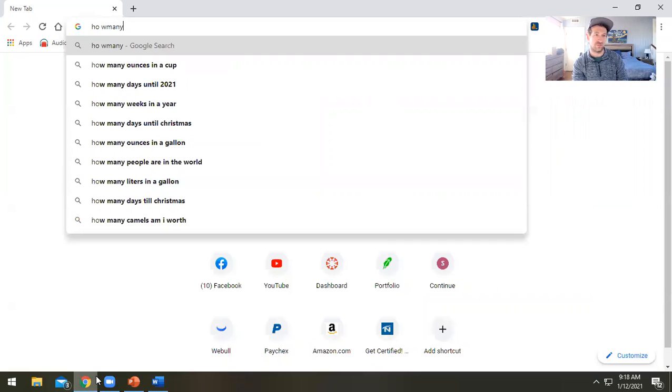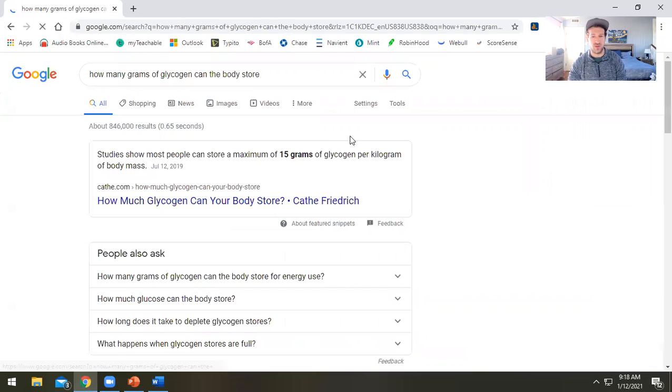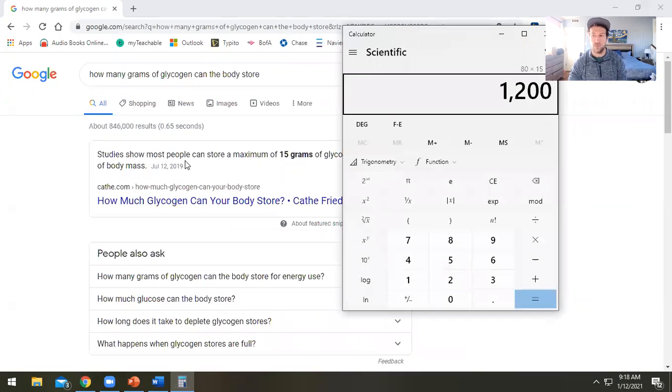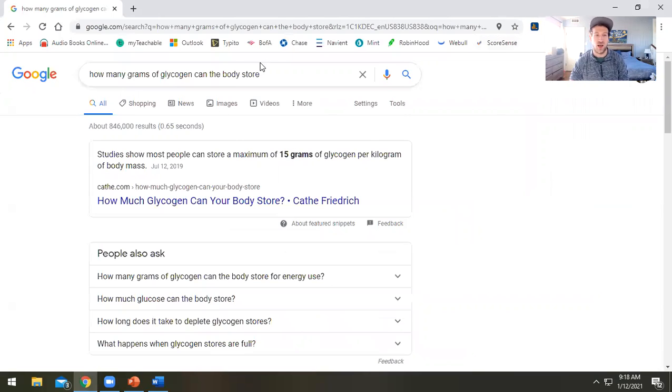Let's look this up. How many grams of glycogen can the body store? When we look at this, most people are going to store about 15 grams of glycogen per kilogram of body mass. So let's say you weigh 80 kilograms. Well, you can store about 1,200 grams of glycogen there. So just under a pound. That's how much glycogen you can actually store.